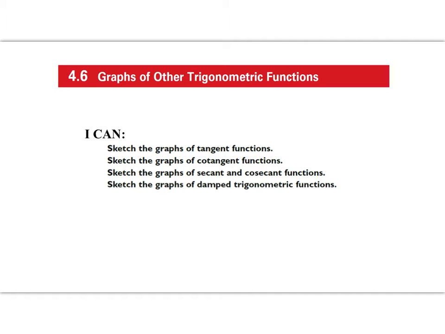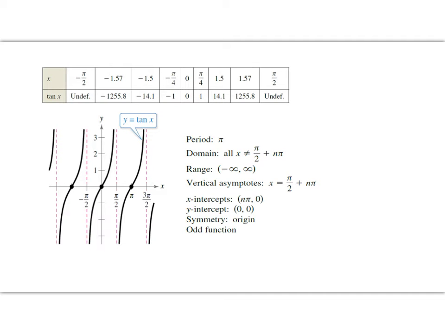Hey guys, so 4.6 graphs of other trig functions. Your I can statements are you'll be able to graph the tangent, cotangent, secant, cosecant, and the damped trigonometric functions. Okay, so if you look here, this is the graph for the tangent.